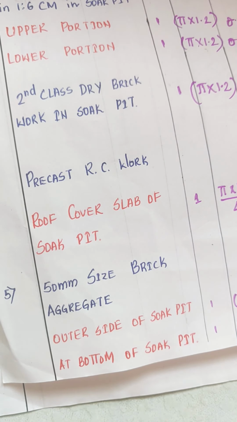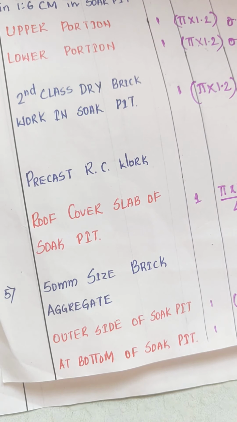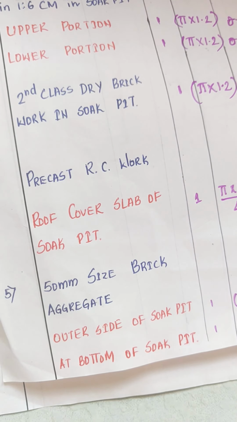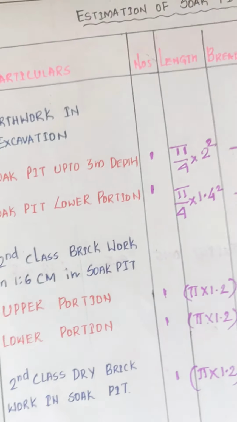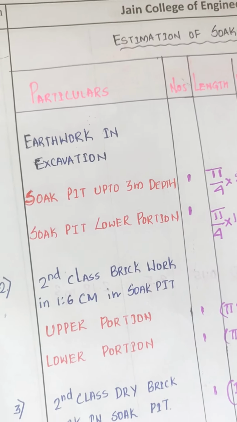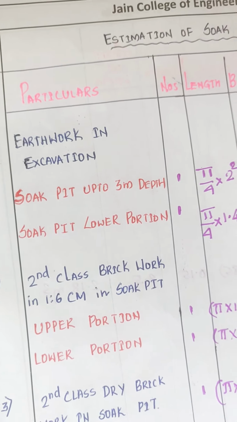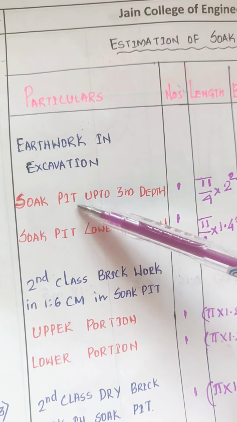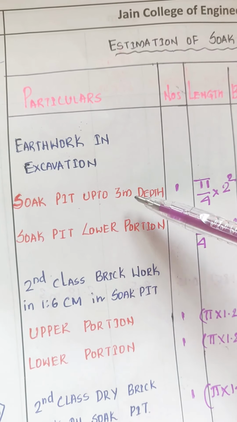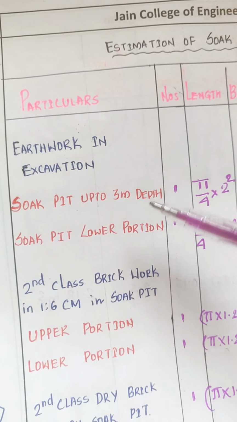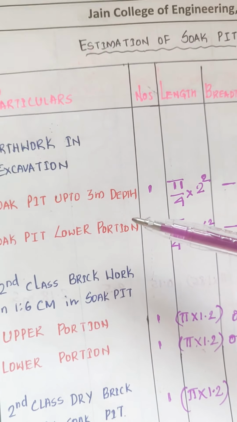This is Vidyasagar Mugi. Today we'll continue with the quantity calculation of soak pit. In the first part, I discussed quantity calculation related to earthwork in excavation. I told how we divided this excavation in two parts, that is up to 3 meter depth and the lower portion, and also discussed what is the reason.